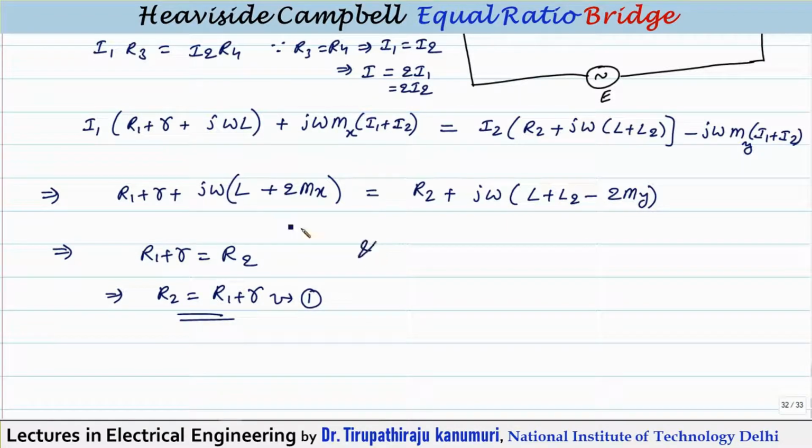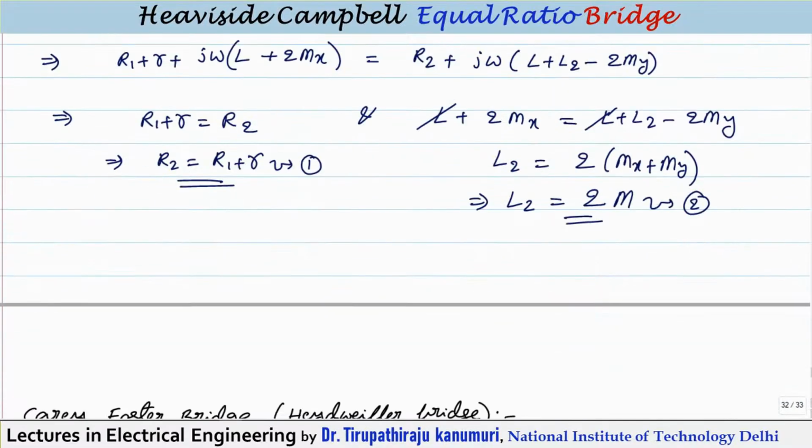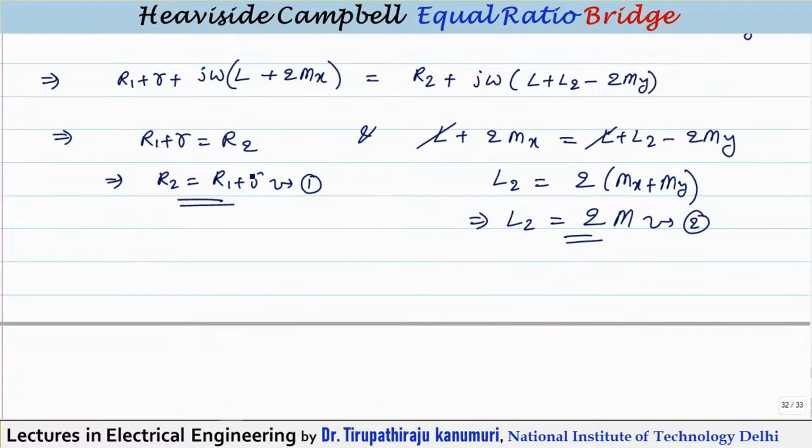Similarly, comparing the imaginary terms, L plus 2 times of Mx will be equal to L plus L2 minus 2 times of My. So again L will cancel on both the sides. From this I can write L2 will be equal to 2 times of (Mx plus My). So what is the sum of Mx plus My? Mx plus My will be equal to total mutual inductance, so this will be equal to 2 times of M. So from this we can get that L2 is equal to 2 times of M. So we got L2 in terms of mutual inductance and R2 in terms of the value of R1 and small r, because small r is varied to get the balance.